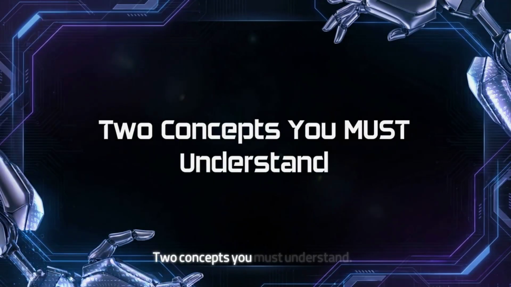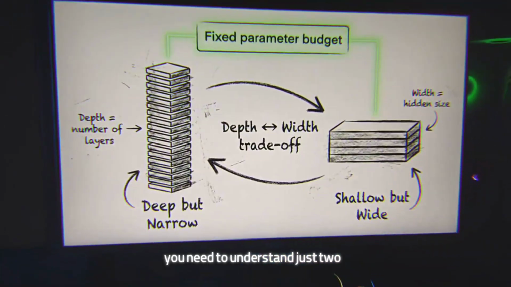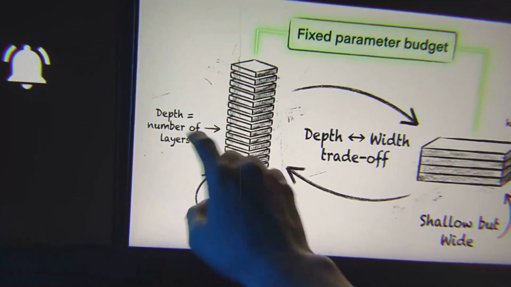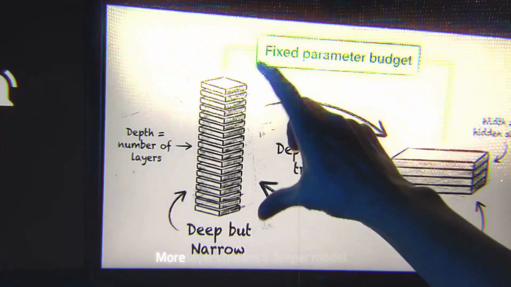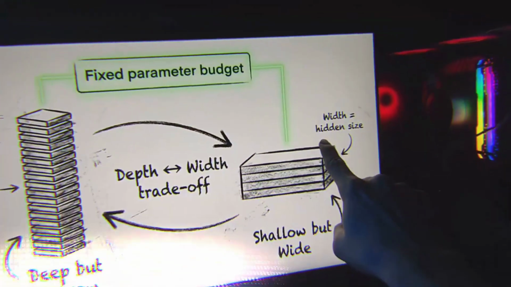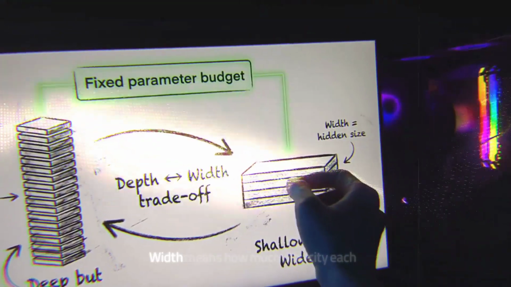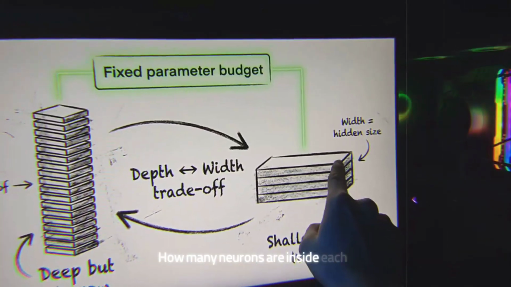Two concepts you must understand. Before we continue, you need to understand just two concepts. First, depth. Depth means how many transformer layers a model has. More layers means a deeper model. Second, width, also called hidden size. Width means how much capacity each layer has, how many neurons are inside each layer.